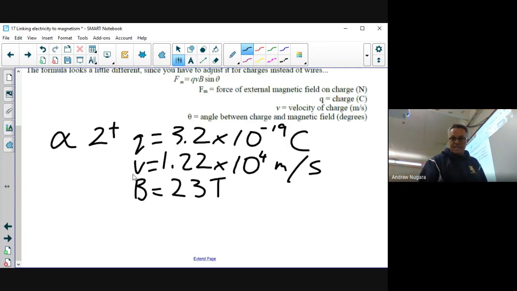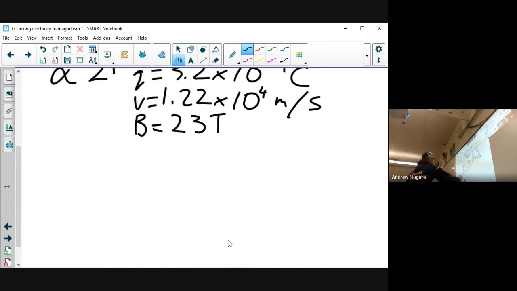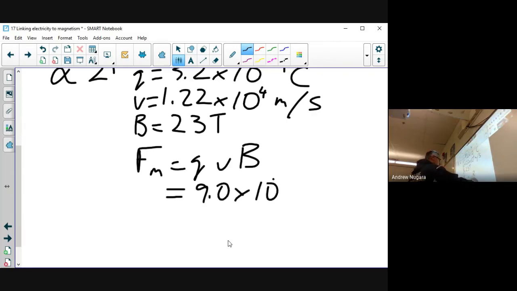So if it's perpendicular, then it's automatically 90 degrees. You don't even have to put the sine in there, because the sine of 90 degrees is 1. It's not irrelevant, but it just means you're going to get the max amount of force. Fm equals QVB. I'm not even going to worry about the sine of theta. Plug the numbers in, and you get an answer of 9.0 times 10 to the negative 14 newtons.